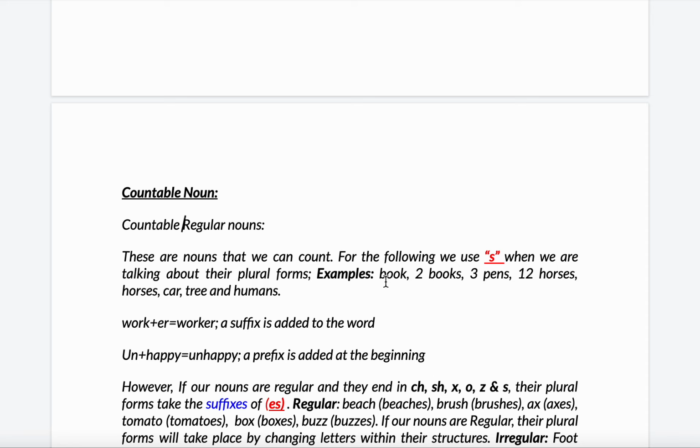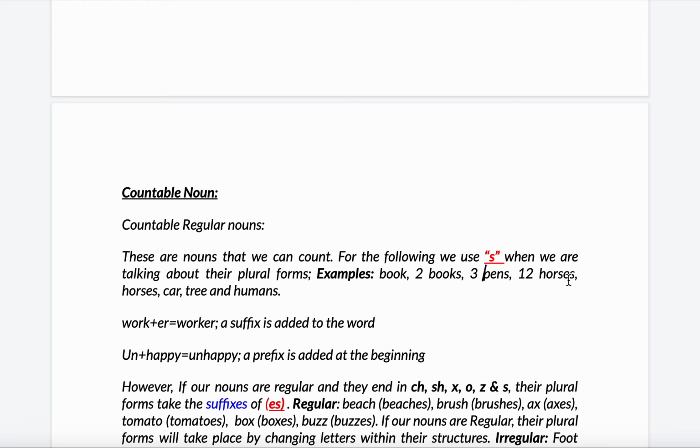Example, book. Book is a common noun, and when we talk about its plural form, it means more than one book. We only put S at the very end, and we put a number, let's say 2 books. I need 2 books from that library. Let's say pen. Pen is a common noun too. At the beginning we have P, at the very end we have N. P itself is a consonant, but we're not talking about the beginning, we talk about the end, and it's N. When we talk about its plural form, we only add S. So 3 pens, horse, 3 horses, ending at E.